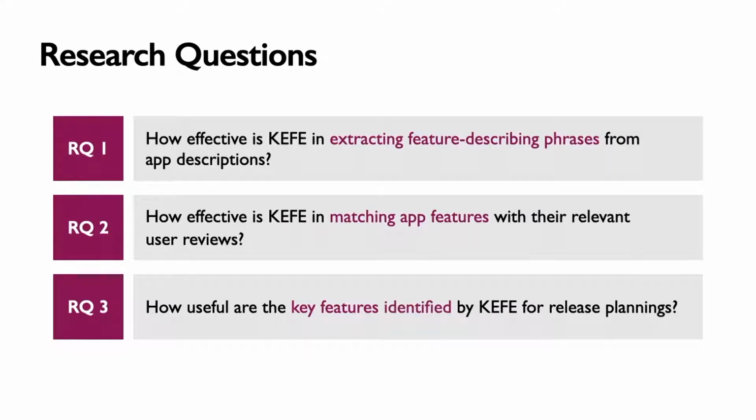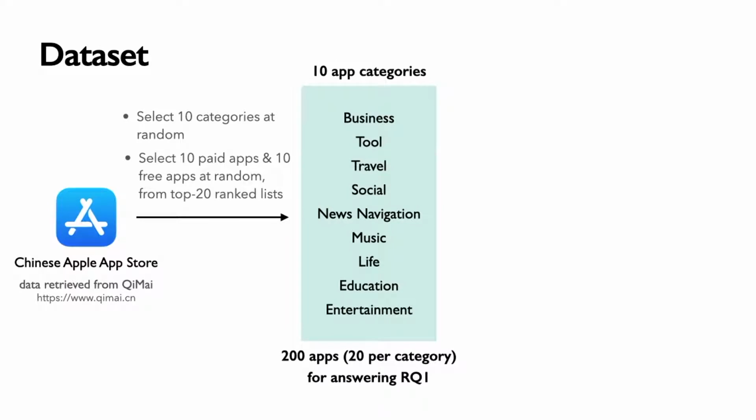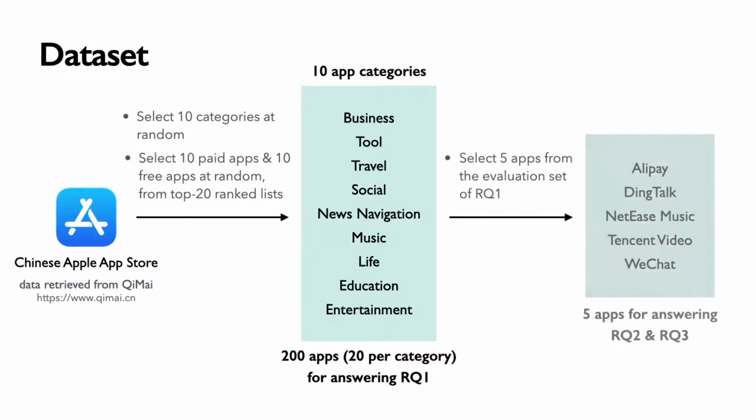In order to evaluate the performance of the KEFE approach, we set out 3 research questions to investigate the effectiveness of the 3 main steps involved in the approach, namely feature extraction, user review matching, and key feature identification. We utilized Qimai, a commercial platform, to create the dataset for this study. Our dataset contains 200 app descriptions extracted from 10 categories of Chinese Apple App Store and user reviews of about 5 years extracted from 5 subject apps.